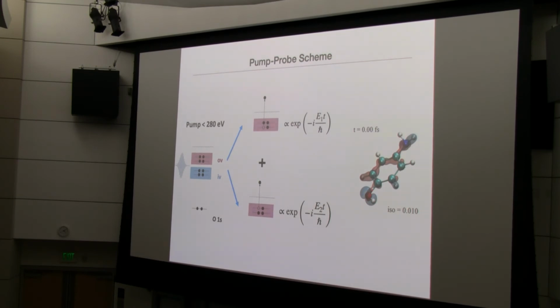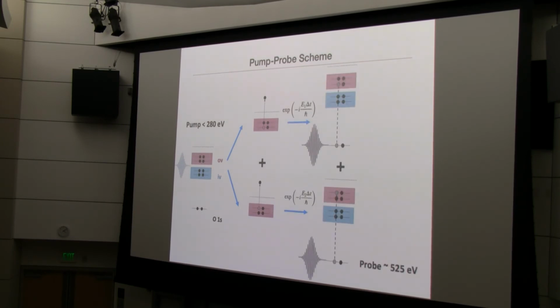So what happens now, you've created this superposition of excited states, and you just let them go for a while. So now the charge, as I've told you, starts moving around your molecule. And after a while, you say, okay, I want to see what's happening to my molecule, say, at 2.7 femtoseconds. So what you do is you synchronize your probe. You send in your probe 2.7 femtoseconds later. And what happens is that now your probe is tuned to the oxygen K edge.